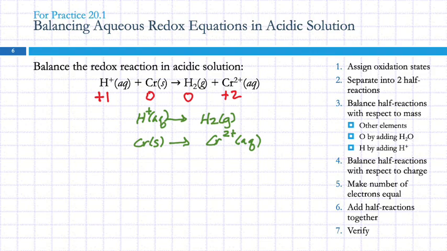Balance the half reactions with respect to mass. This is the kind of balancing we've been doing. So we look at this, and I have 1 hydrogen on this side and 2 hydrogens on that side. It's not balanced. How do I fix it? I'll put a 2 in front of H plus. So now I've got 2 H's and 2 H's. It's balanced. This other one, I have 1 chromium and 1 chromium. It's already balanced. I don't need to do anything.